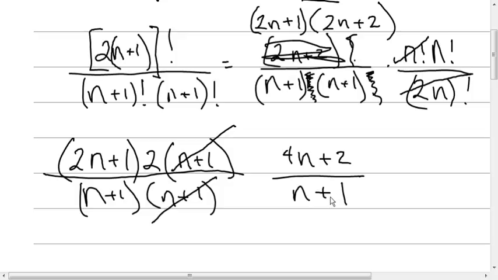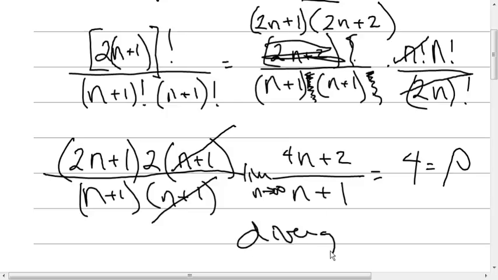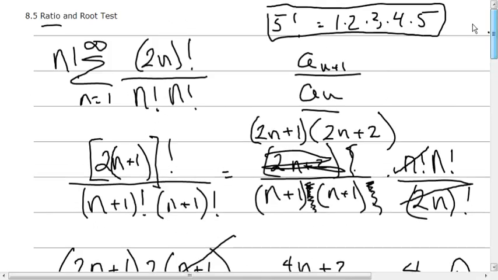Okay? And then what I can do here is think about our limit as n goes to infinity, and obviously this is going to go to 4, and that is equal to our rho, and rho is greater than 1, therefore we'd have to say this series diverges. And the point of this example is really to emphasize, if you see that little factorial sign in a rational function, very likely the ratio test would be a good thing to at least think about.